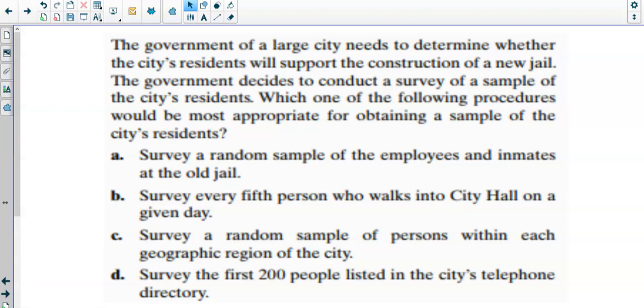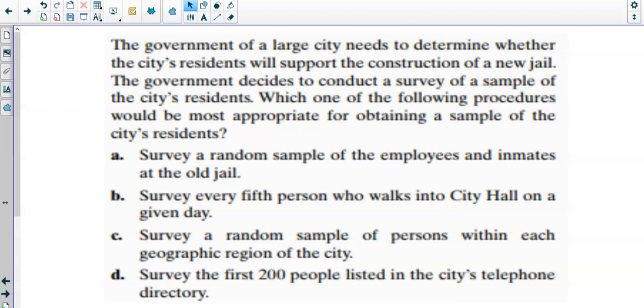So up here it says the government of a large city needs to determine whether the city's residents will support the construction of a new jail. The government decides to conduct a survey of a sample of the city's residents. Because again, it's hard to get everybody in the city to reply to something. But you could sample some of those to represent the whole. So we want to know which one of these samplings will be the best, the most appropriate. So again, we're trying to see whether we should build a new jail.